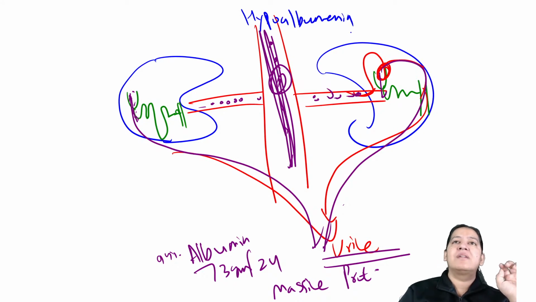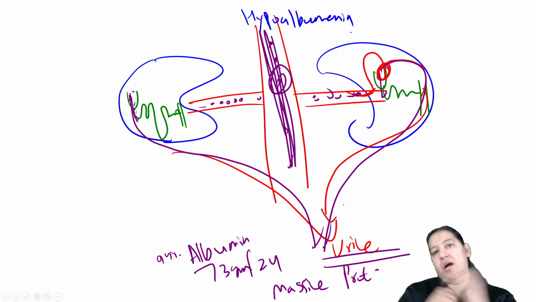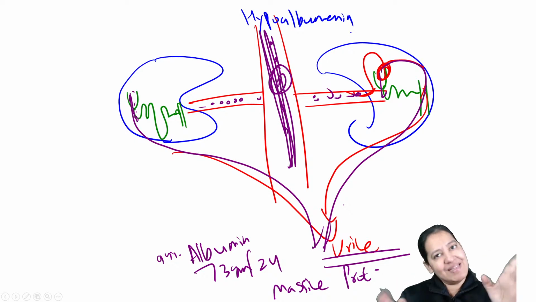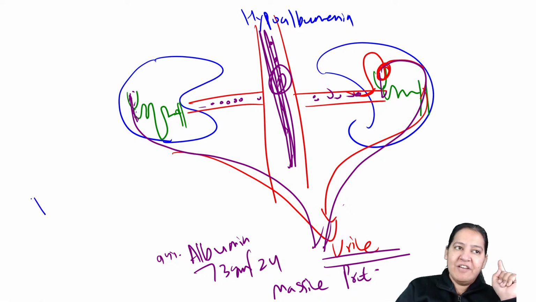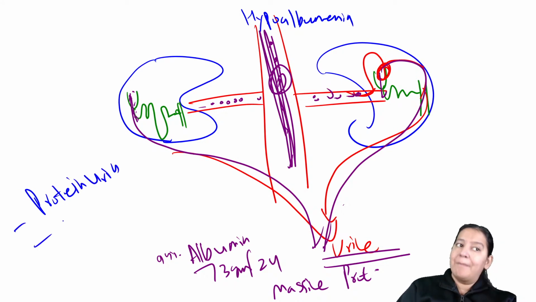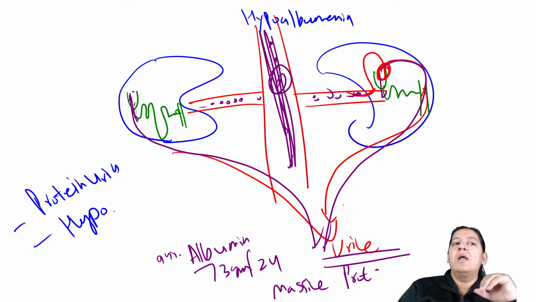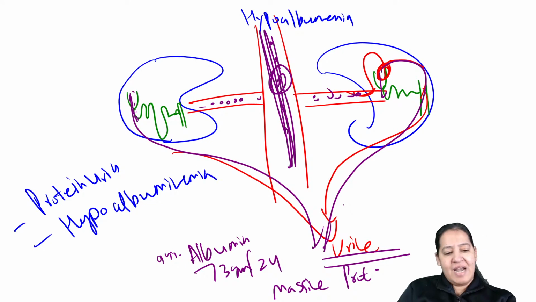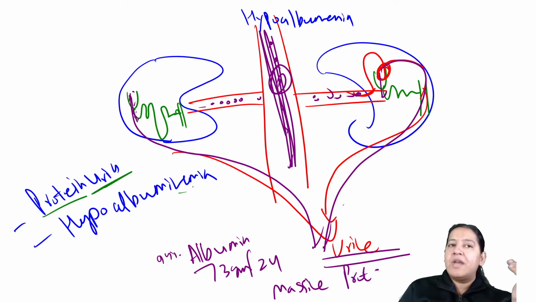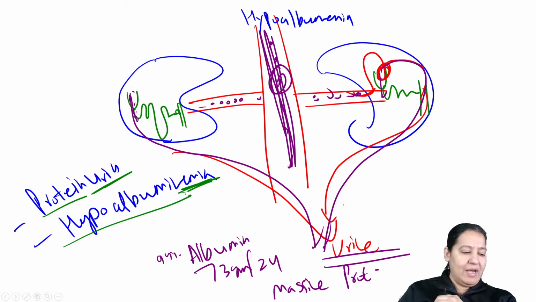hypoalbuminemia. Blood will result in hypoalbuminemia. In blood, there is less albumin. So there is massive proteinuria because all the protein is excreted in urine. That's why blood has hypoalbuminemia. Please understand the terms. Albuminuria means protein is excreted in urine, and albuminemia, emia means blood, so less albumin in blood. The two things are related.